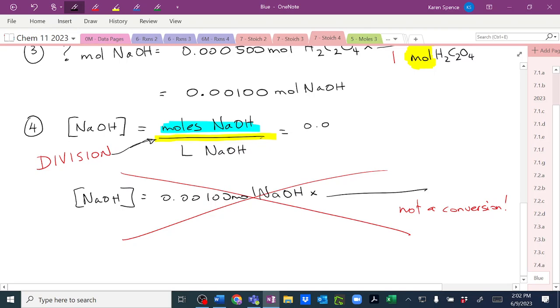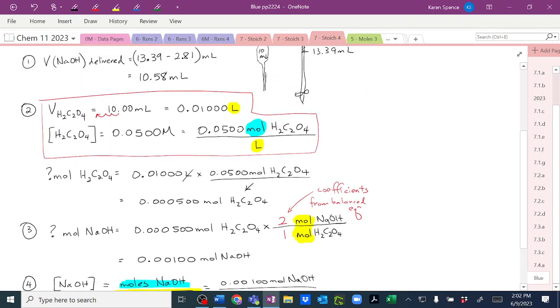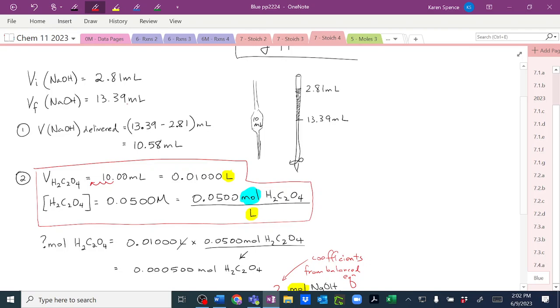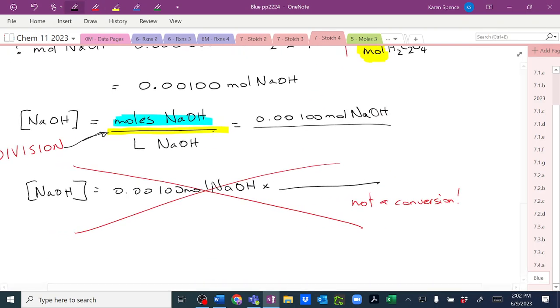We're going to take our 0.00100 moles NaOH, and we're going to divide by our volume of NaOH, which is up here somewhere. Let's go find it. Oh, look, there it is right there. Yes, that is our volume of NaOH, 10.58 milliliters. Now, do I just want to throw in 10.58 milliliters? It needs to be in liters.